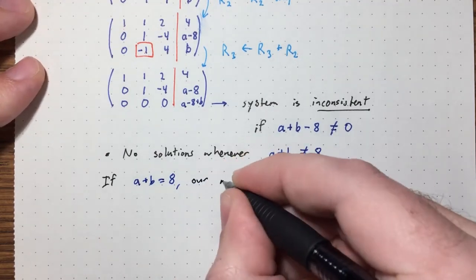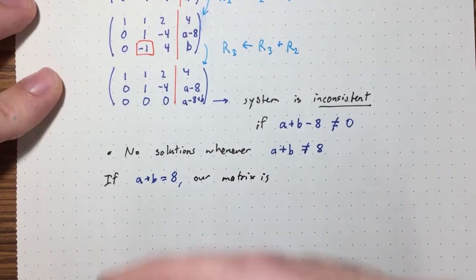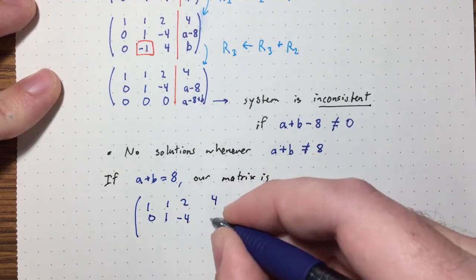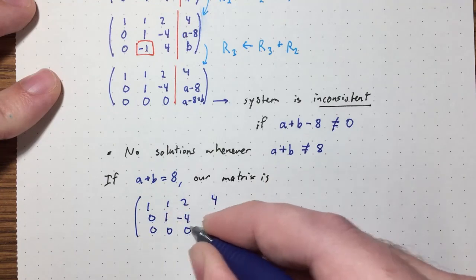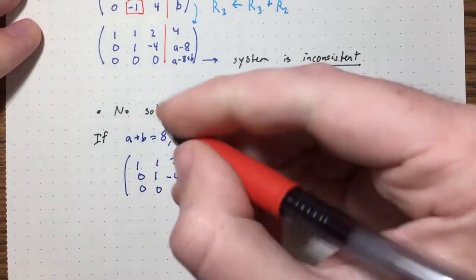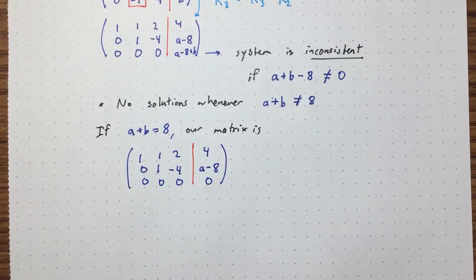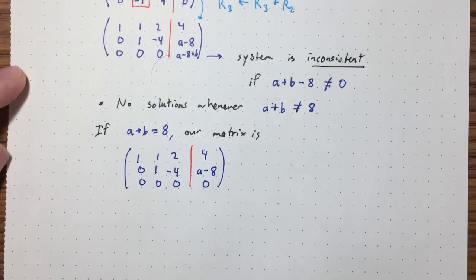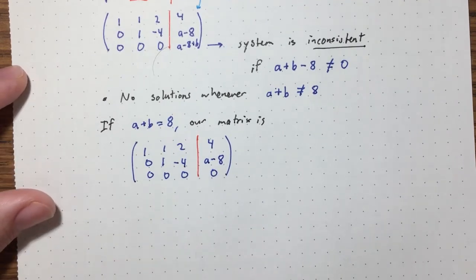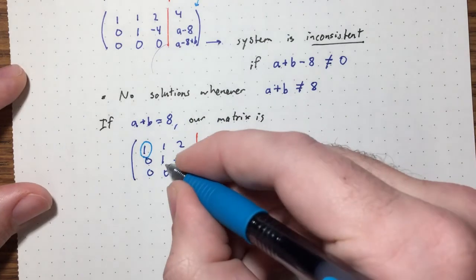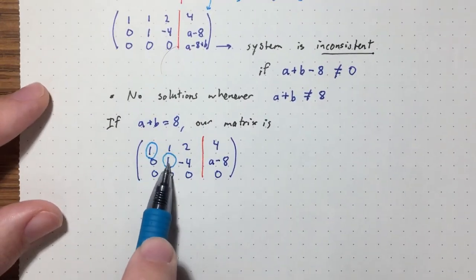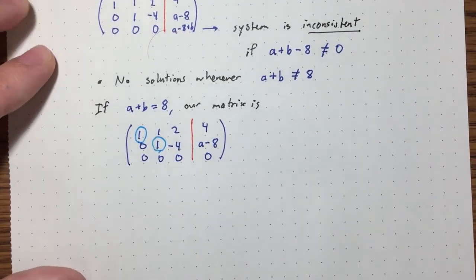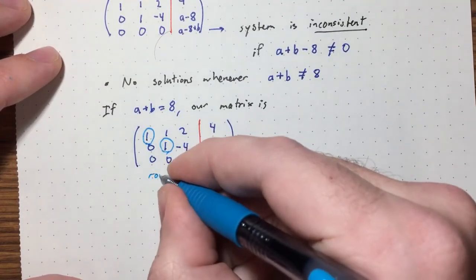So our matrix is 1, 1, 2, 4, 0, 1, minus 4, A minus 8, and then 0, 0, 0, 0. Okay, what can we say about this? Is this in row echelon form, for example? Yes, it is. We have the 0 row at the bottom. There's my first non-zero entry on that row. There's my first non-zero entry on this row. And this one is strictly to the right of this one. So this is in row echelon form.